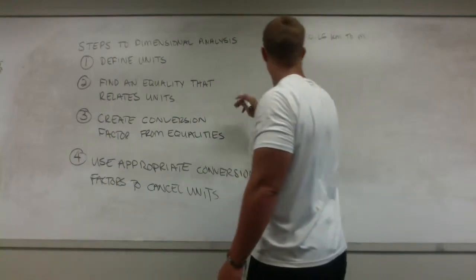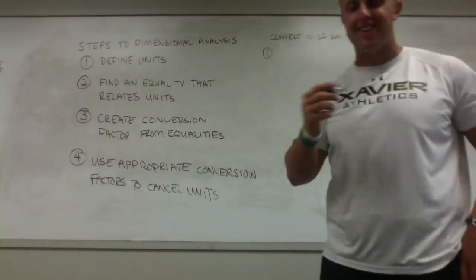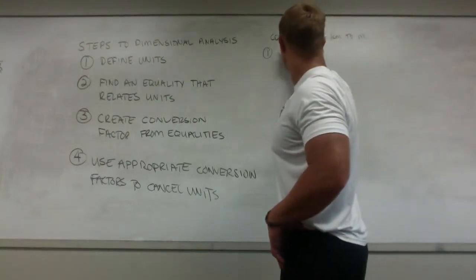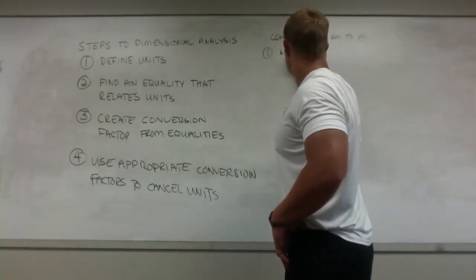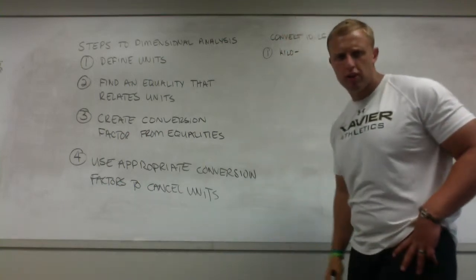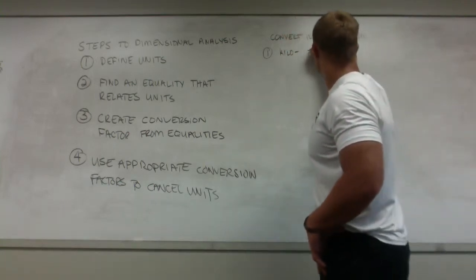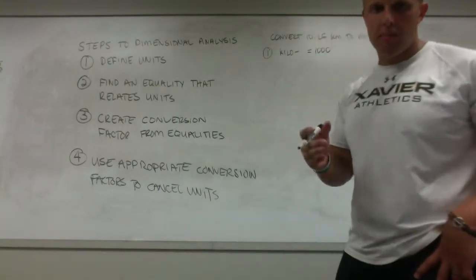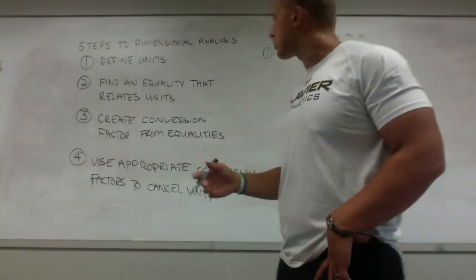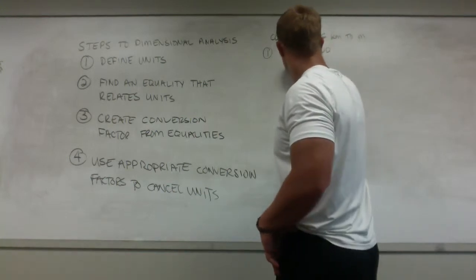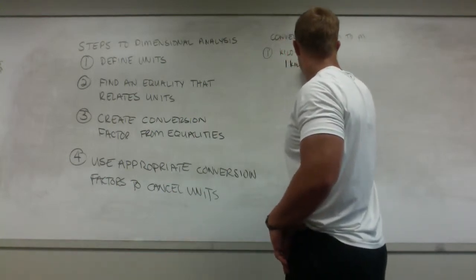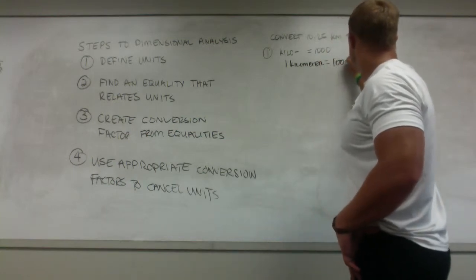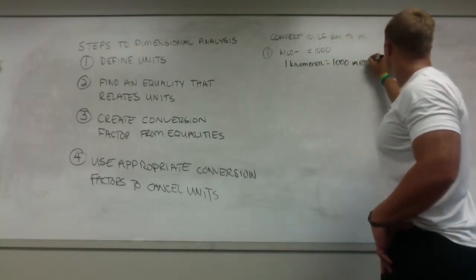All right, so step 1. Our first problem is convert 10.25 kilometers to meters. So our first unit is the kilometer, which contains the prefix kilo, right? Kilo is equal to 1,000. So that means that a kilometer contains 1,000 meters, right? So 1 kilometer is equal to 1,000 meters.